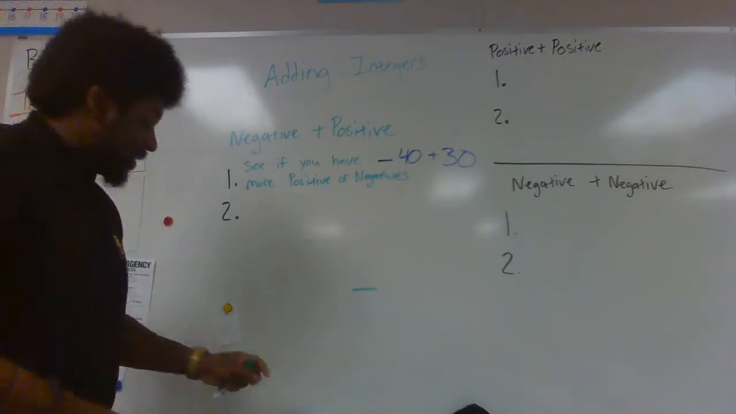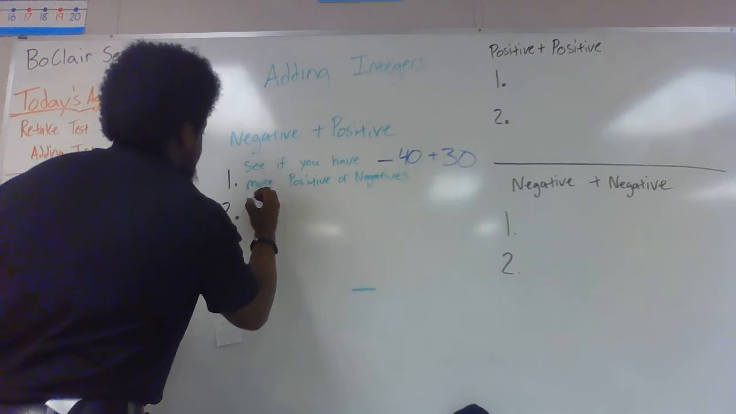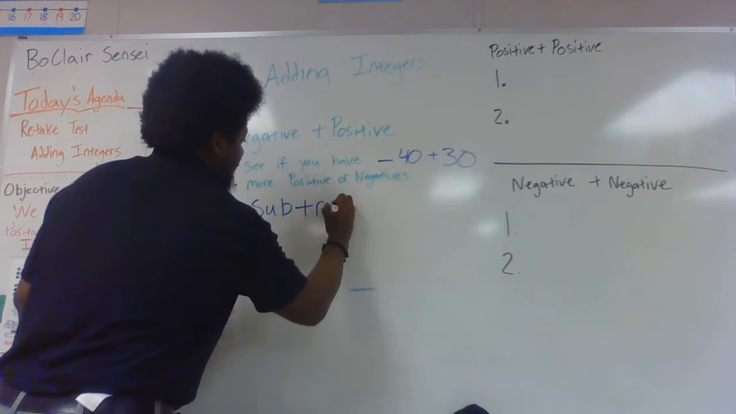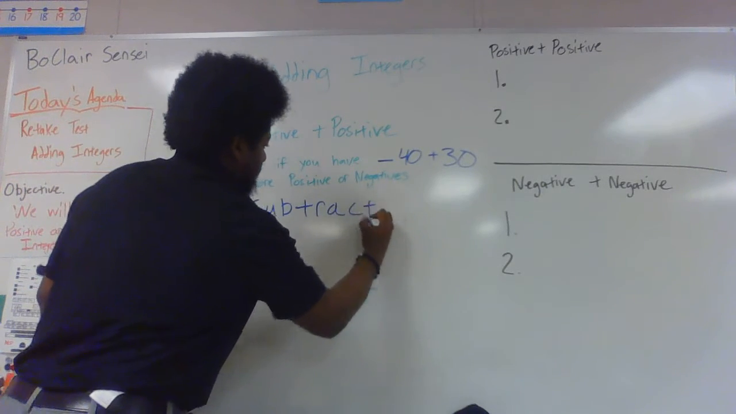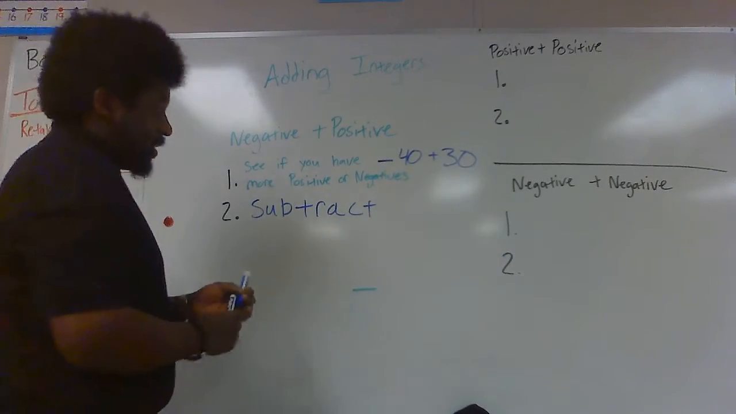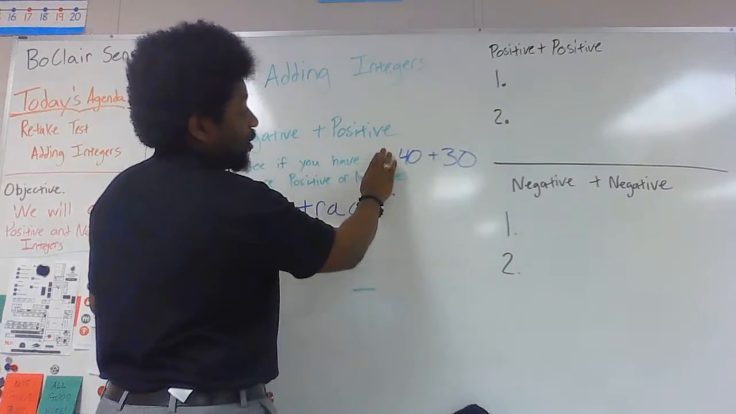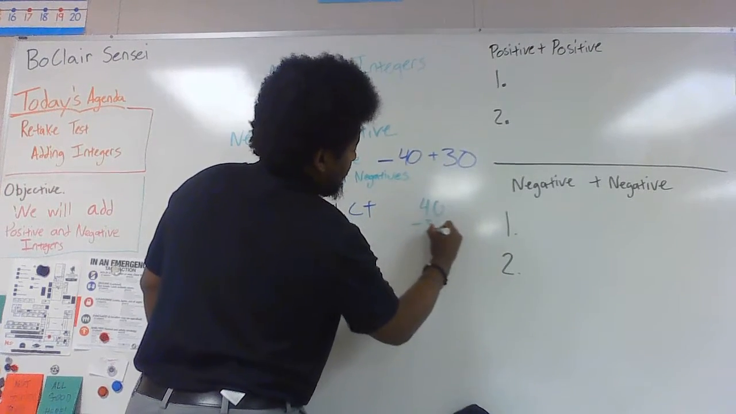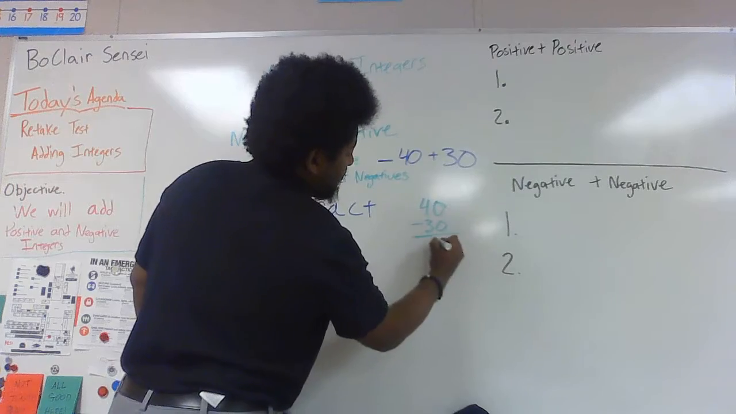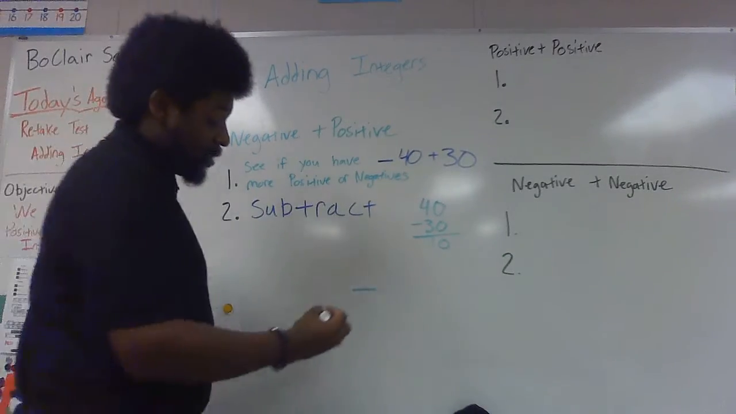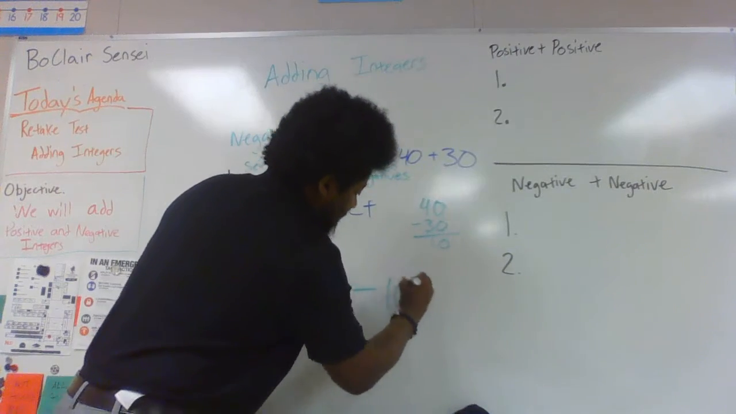And now I take the second step, which was subtract. When you subtract, you take the number that has a larger value. Don't worry about the sign. So it's 40 minus 30, which gives me 10. Which means the answer to this equation would be negative 10.